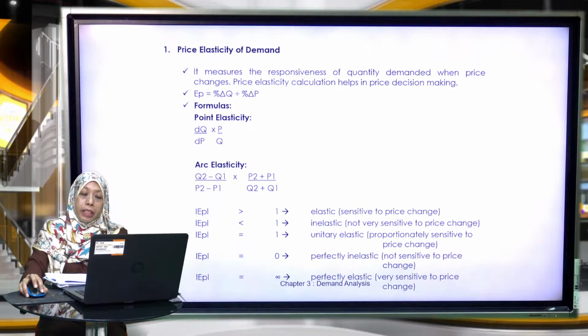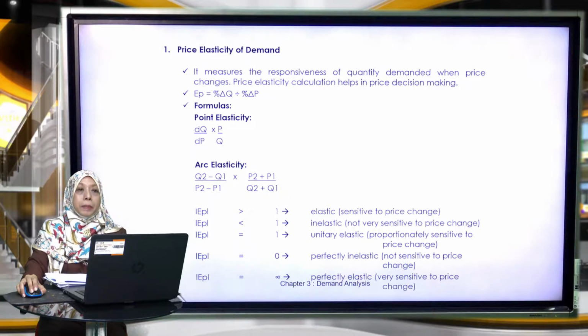So if the absolute value of your coefficient is greater than 1, then demand is said to be elastic, or very sensitive to price change. When the absolute value of your coefficient is less than 1, then demand is said to be inelastic, or less sensitive to changes in price. When your price elasticity coefficient is equal to 1, then demand is said to be unitary elastic.